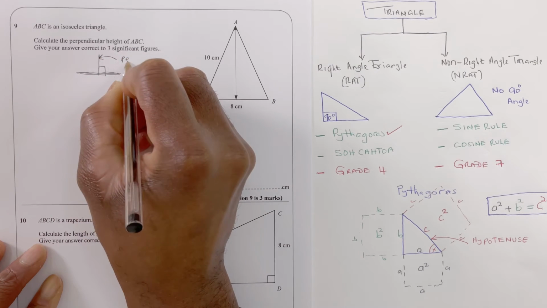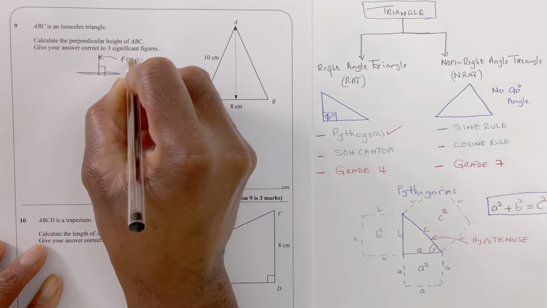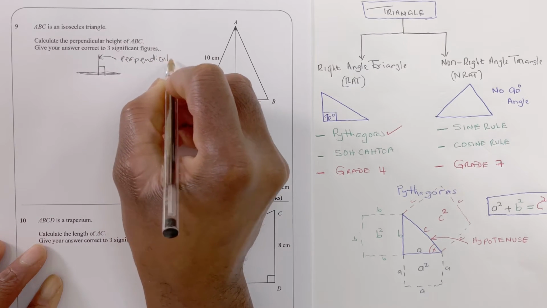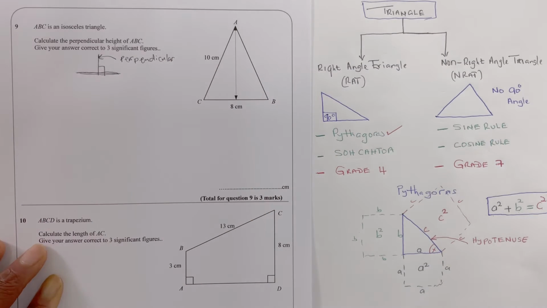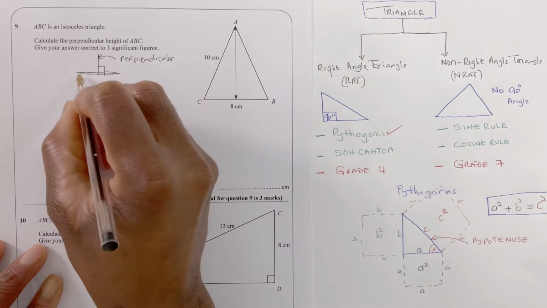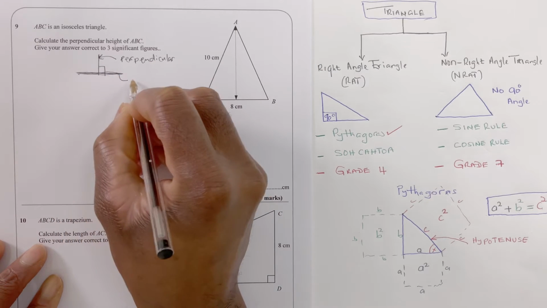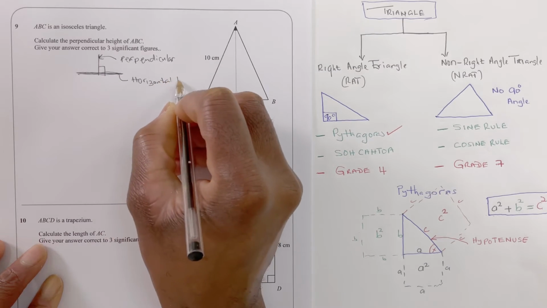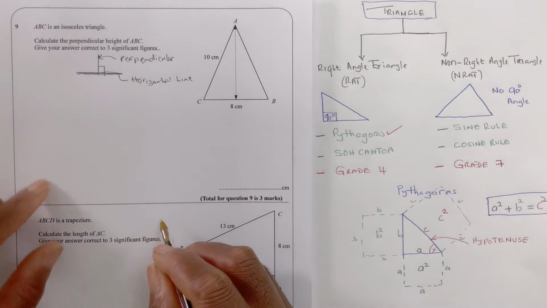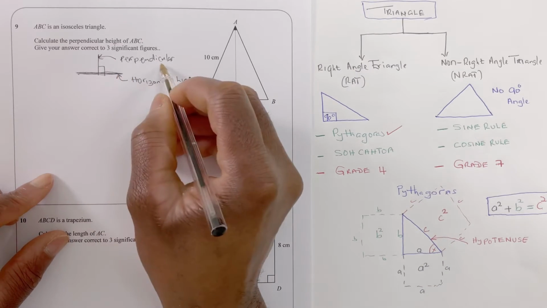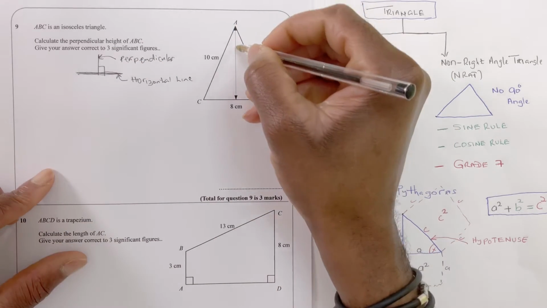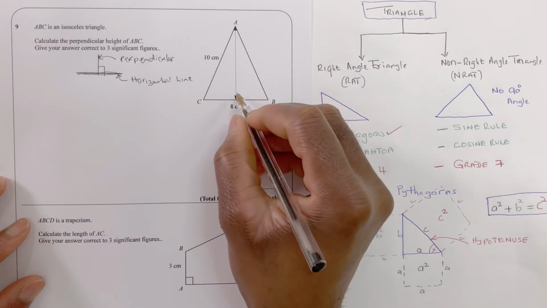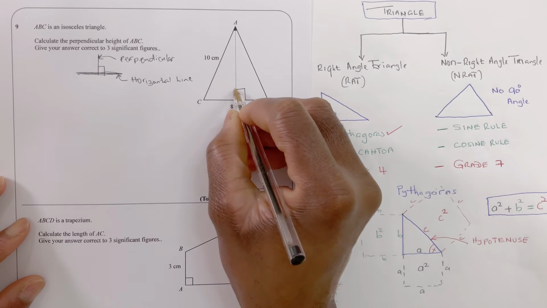That's your perpendicular height. So that one is your perpendicular line, and this one is your horizontal line. All right, so now we know what perpendicular height is. So this is the perpendicular height because that's the horizontal line. If that's a perpendicular line, that means it is a right angle, this is a right angle.